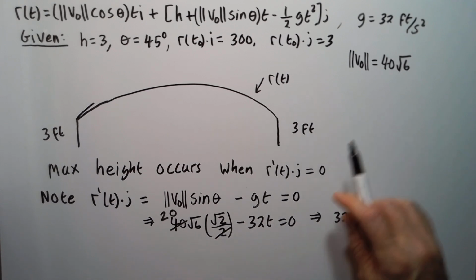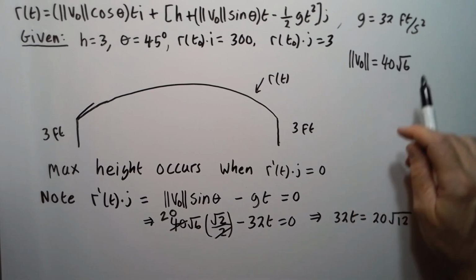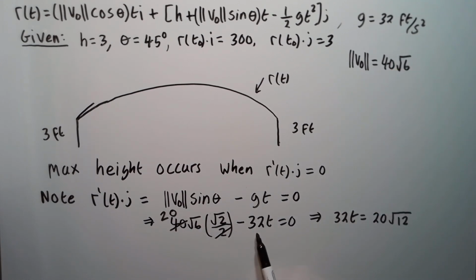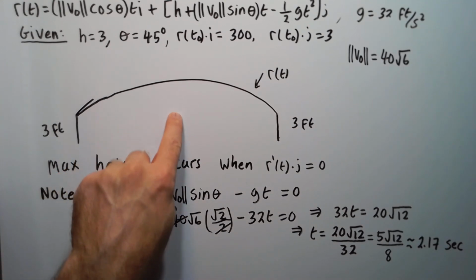Okay, so making the substitution, 40 square root of 6 for the initial speed. Angle is 45 degrees. Sine of 45 is square root of 2 over 2. The 2's cancel here and it becomes 20 square root of 6. g is 32 up here. Okay, then solving for 32t first, so moving this over here, multiplying both sides by -1, we get this. Then solving for t, you get 20 square root of 12 over 32, which reduces to 5 square root of 12 over 8, which you can check is roughly 2.17 seconds. So at 2.17 seconds, it would be at its max height.